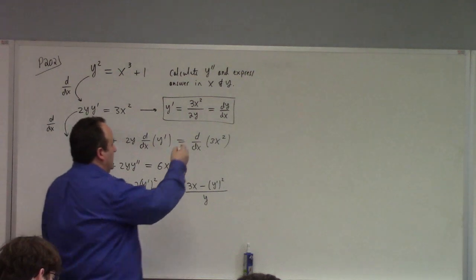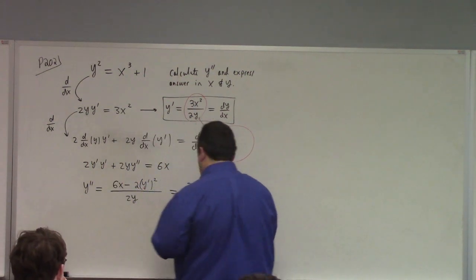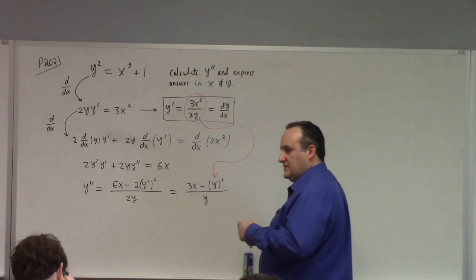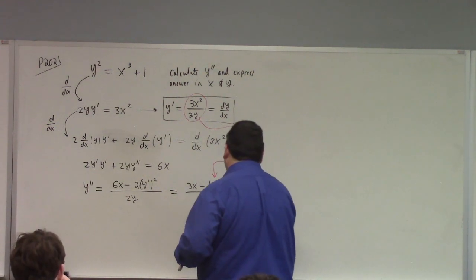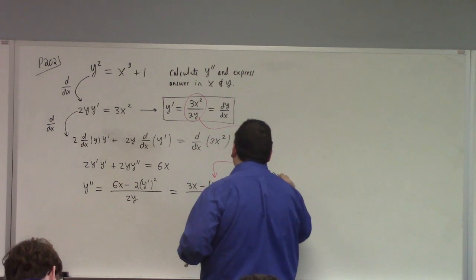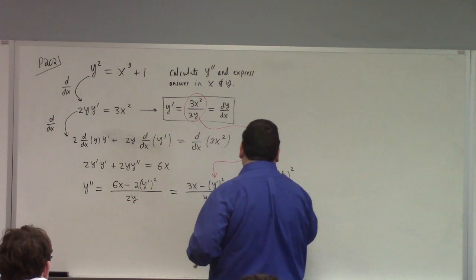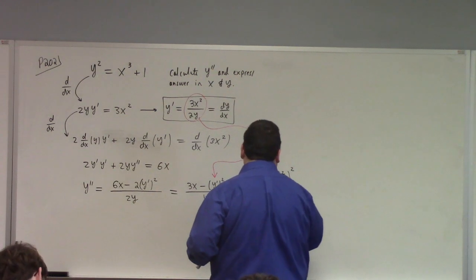So I got this right here, right? So I just take that, plug it down in there, and now I've got an answer just with x and y, right? So I've got (3x minus (3x squared divided by 2y) quantity squared) divided by y.